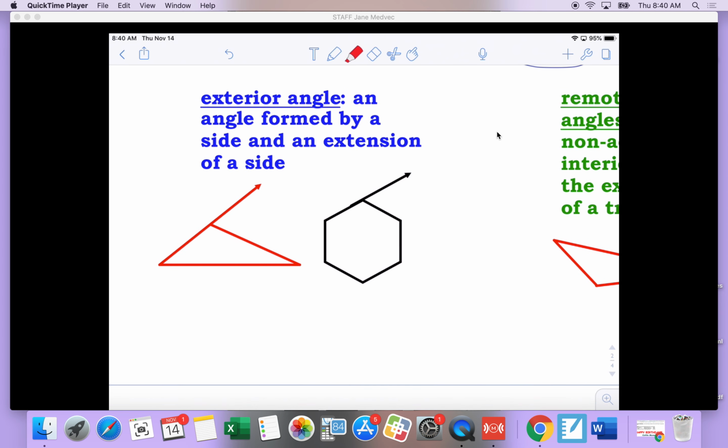Some definitions. First one, exterior angle. An exterior angle is an angle formed by a side and the extension of a side. So what they're saying is I can take any side, it doesn't matter which, and I can extend it. When we talk about an exterior angle, this right here is the exterior angle. If I extend this side, this is an exterior angle. It's outside the shape, and it's an extension of that side. It can happen anywhere. I could extend this side like this, and then this would be the exterior angle. So there's tons of them.